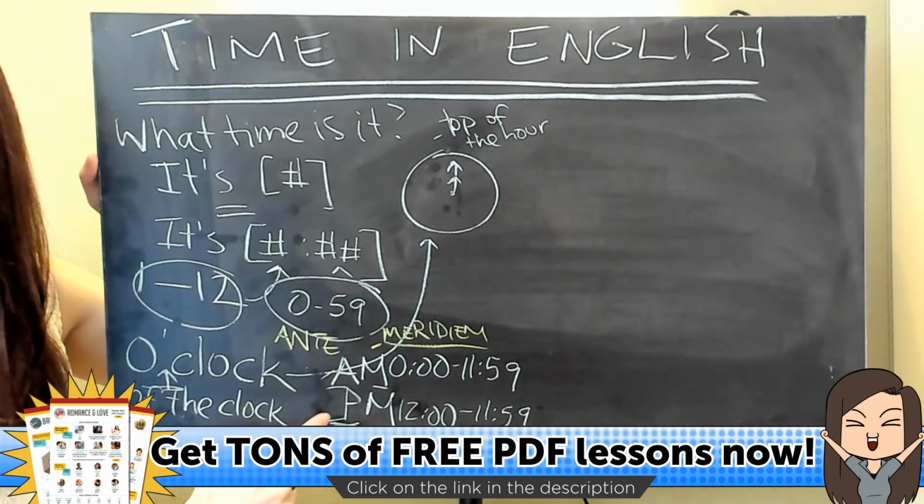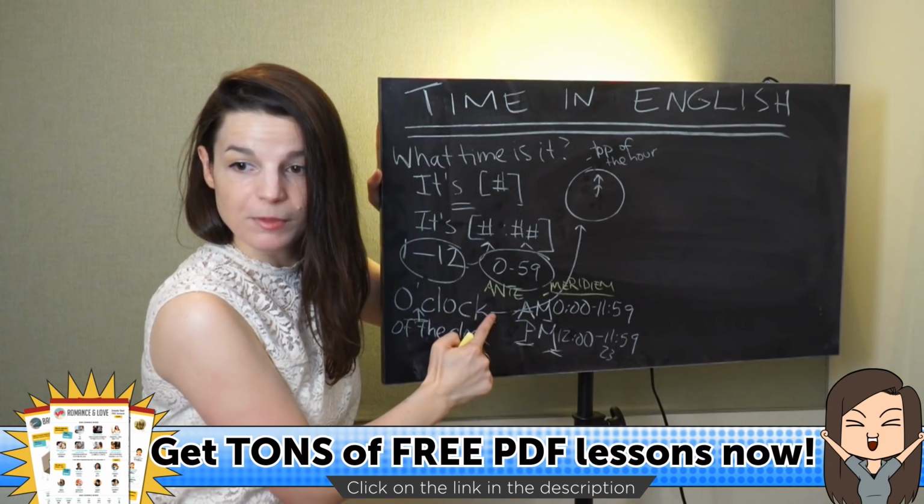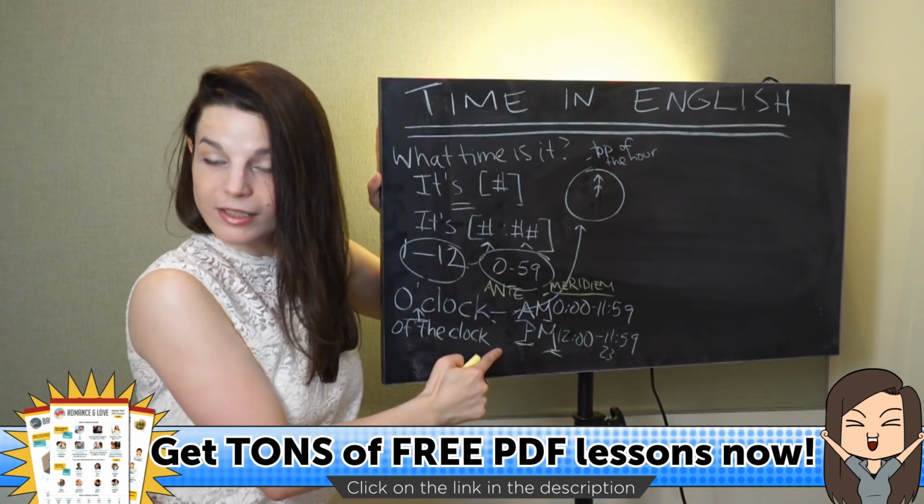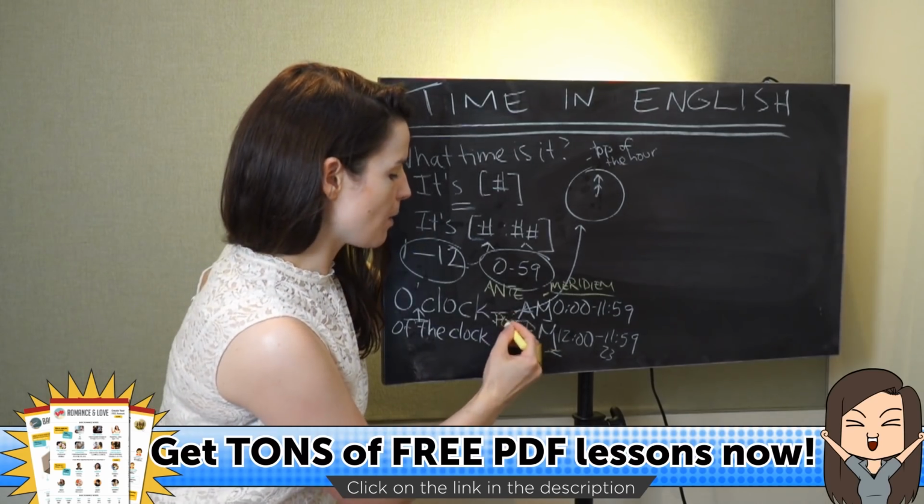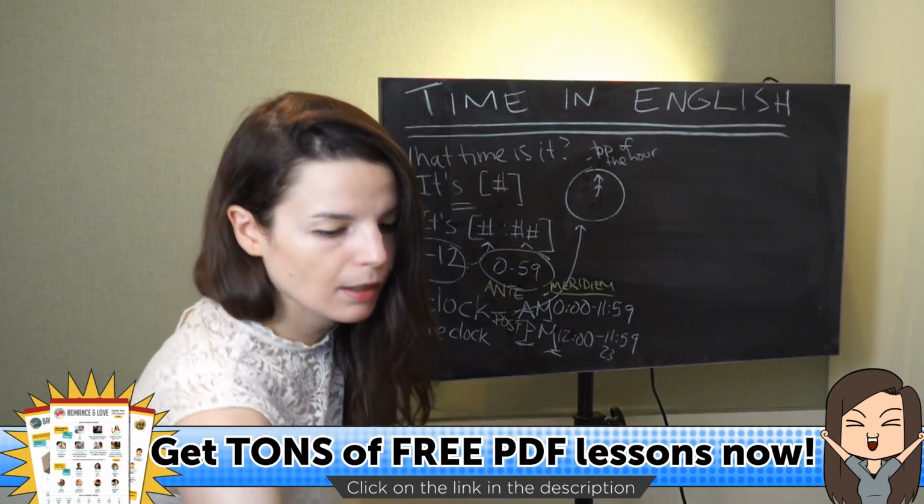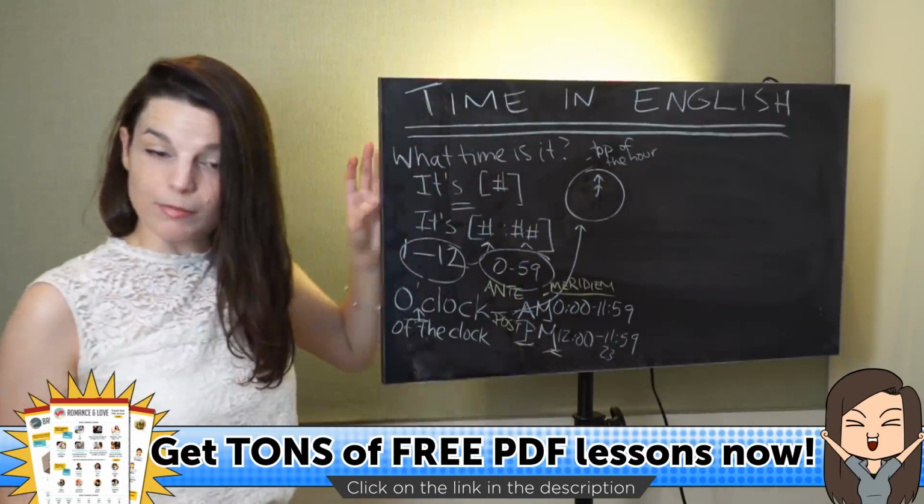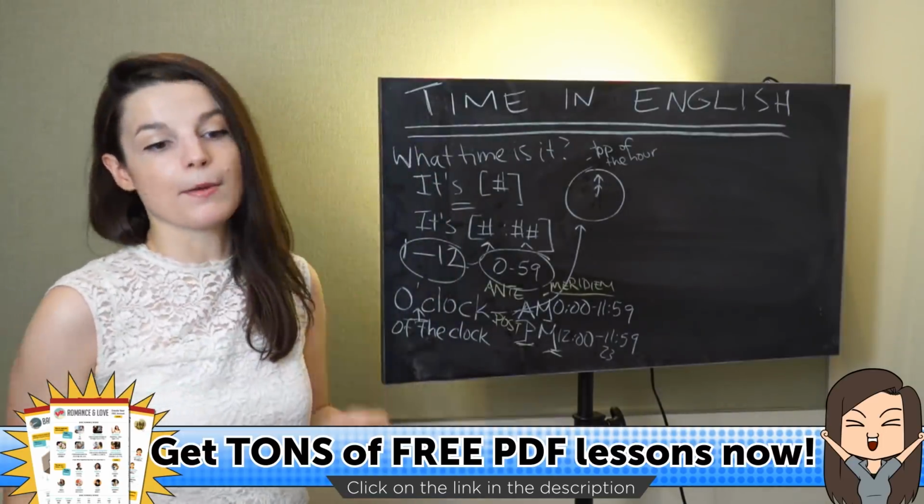But this P changes. So ante means before. P, we talked about postscript last week. This means the same thing. Post means after. Antemeridium, postmeridium becomes AM and PM.